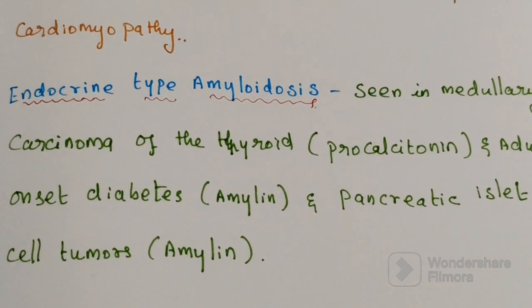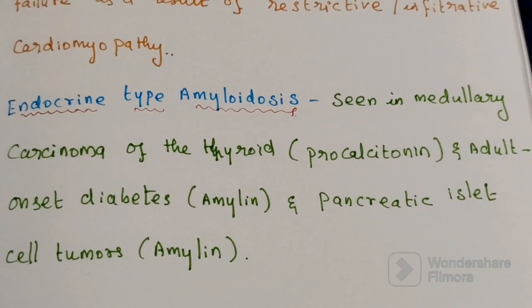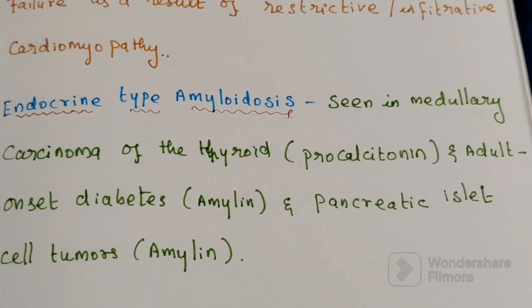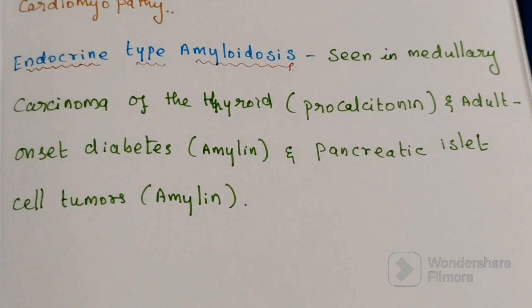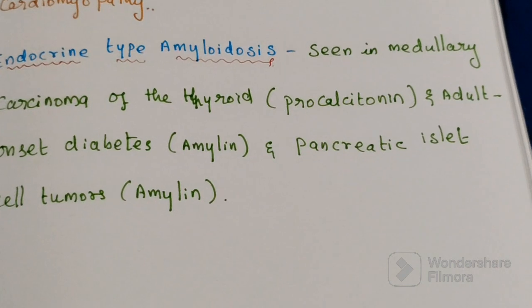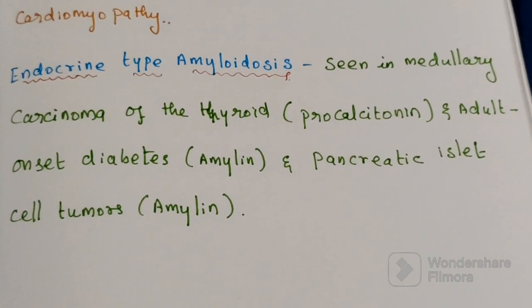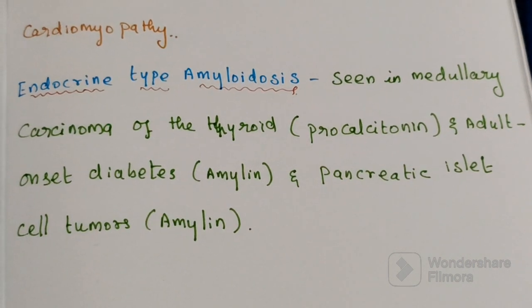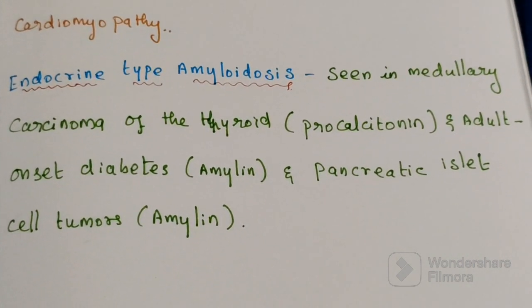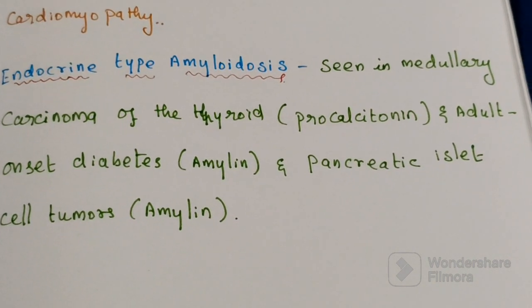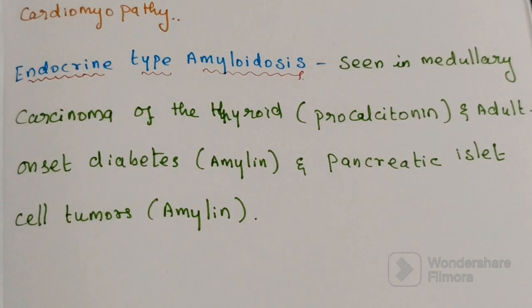Last one is endocrine type amyloidosis, seen in medullary carcinoma of the thyroid, adult onset diabetes and pancreatic islet cell tumors.